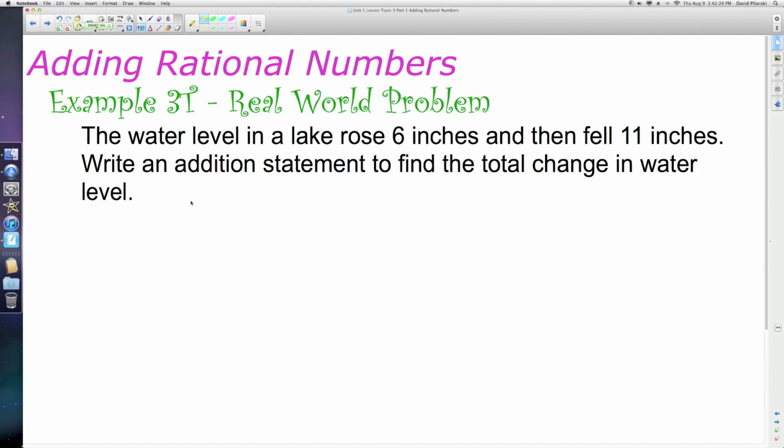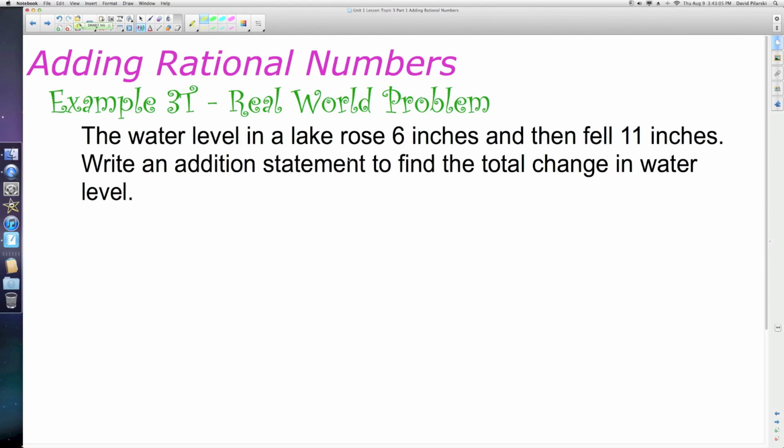Example 3T, we have a real-world problem-solving situation. You wouldn't necessarily in the real world write out an expression, but we want to see that you understand the idea of variables and expressions and this idea of adding rational numbers. In this case, we end up working just with integers. It says the water level in a lake rose 6 inches and then fell 11 inches. Write an addition statement to find the total change in water.